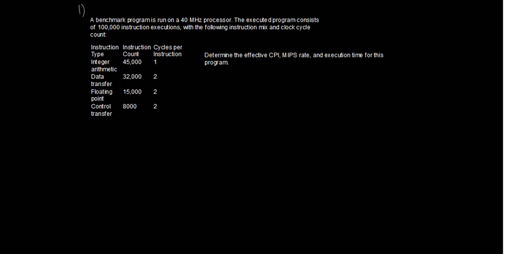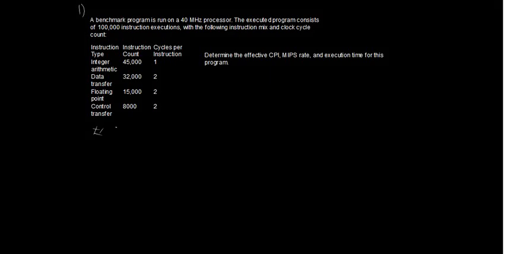So we have a simple question here: a benchmark program is run on a 45 megahertz processor. The executed program consists of 100,000 instruction executions, with the following instruction mix. We have our instruction type and instruction count. Integer arithmetic is 45,000 with a CPI of 1. Data transfer is 32,000 with 2, floating point is 15,000 with 2, and control transfer is 8,000 with 2. Then determine the effective CPI, MIPS rate, and execution time for the program. First of all, we're going to start with the CPI.